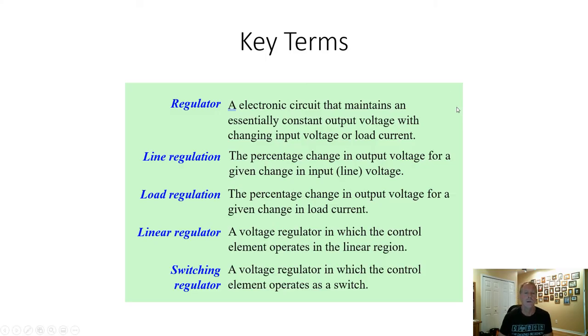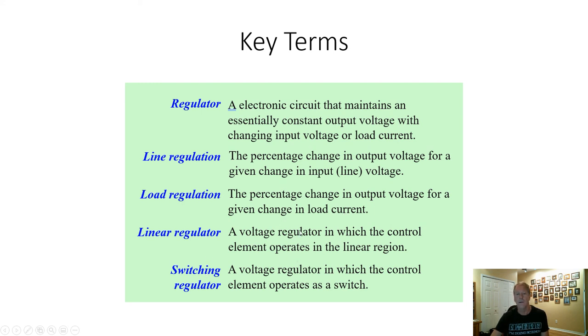Okay, so here are some key terms to finish up. A regulator is an electronic circuit that maintains a constant output voltage with changing input voltage or load current. We have line regulation and load regulation. Line regulation is the percentage change in output for a given change in input voltage. Load regulation is the percentage change in output voltage for a given change in load current. Then we have our linear regulators and our switching regulators.